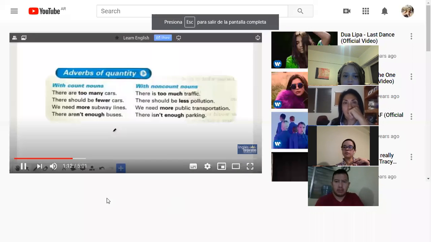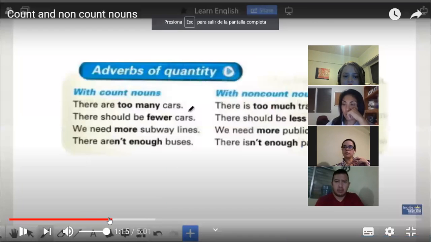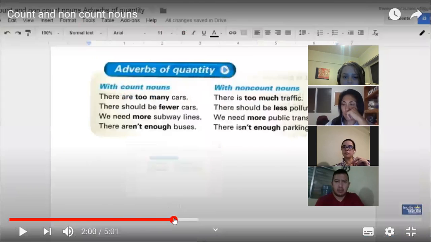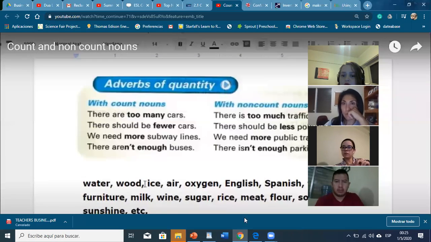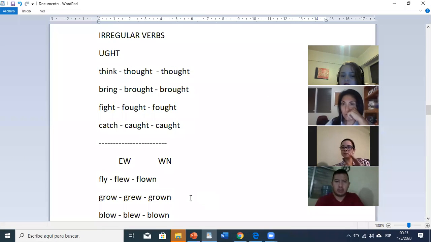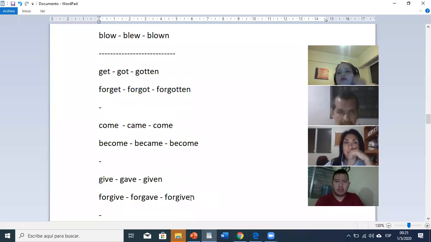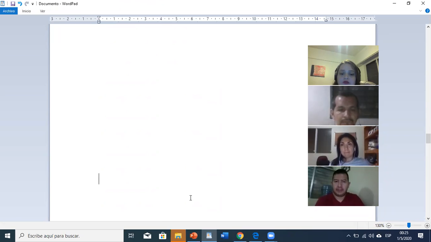Another thing that I would like to mention about count nouns is that we can easily... All right, look at these. Well, all of these examples are not countable, so there's no plural. A tip I'll give you to identify whether something is countable or not is: something uncountable, like water, means that you cannot pluralize it.